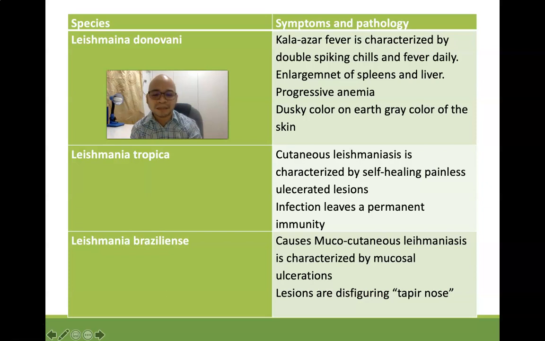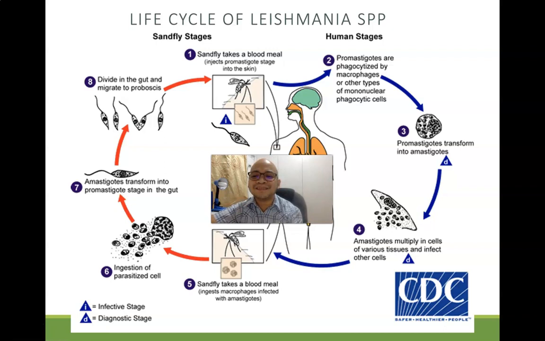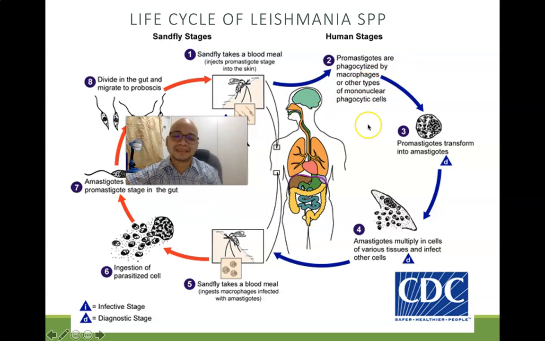Okay, so for the life cycle, as you can see, in order for you to be infected with Leishmania, the host is usually bitten by the sandfly. So whenever that sandfly bites you, it will inject promastigotes. So the promastigote, therefore, is the infective stage. Eventually, promastigotes will be phagocytized by macrophages or by monocytes. So from promastigote, it becomes an amastigote.